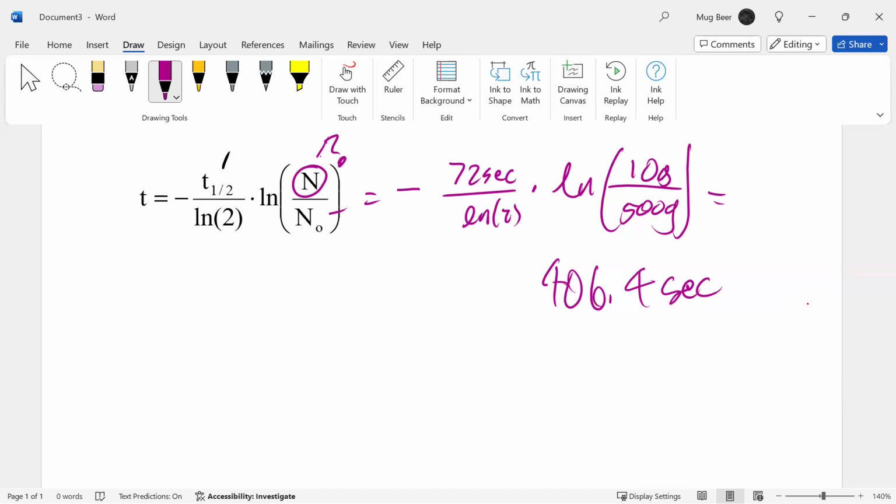So mathematically, the first thing I'm going to do is multiply both sides by a natural log of 2. That disappears. Multiply both sides by -1, so that goes away, and there's a -1 here. Divide both sides by half-life.